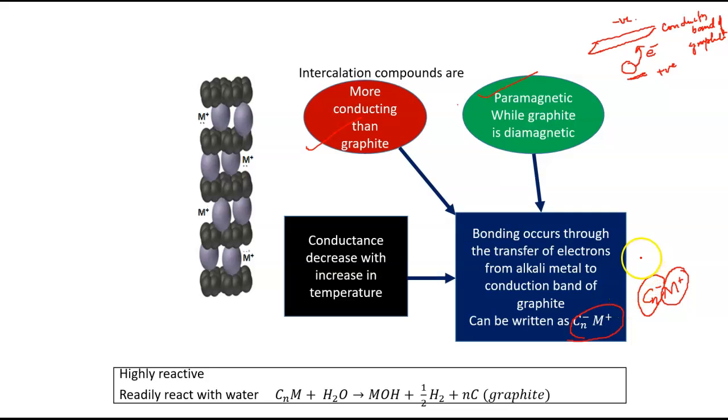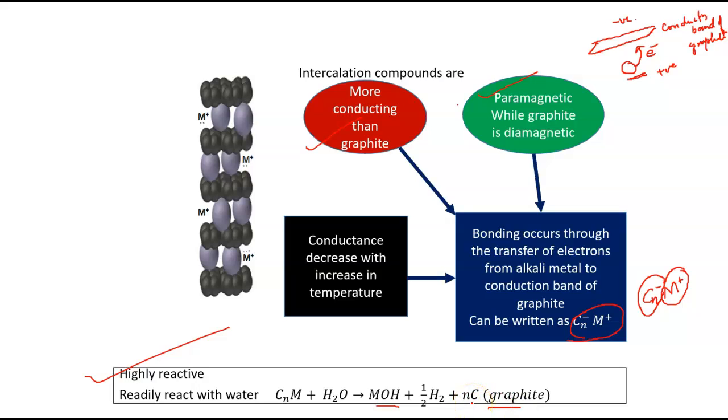So if you take a metal which is reluctant to donate electrons, you cannot form the intercalation compound easily because they should provide the electrons in order to form intercalation compounds. Intercalation compounds of alkali metals are highly reactive. They will be readily reacting with water. You can see the reaction here, CnM plus H2O will be giving you metal hydroxide plus half H2 plus graphite itself. So that's all for today.